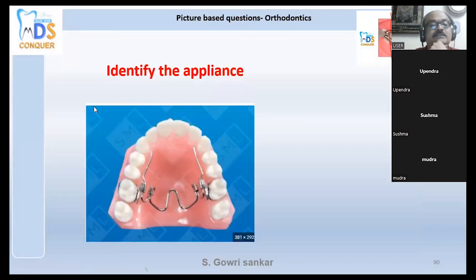What is this appliance? This also once you got, yes, Nite eye. What is the full name of it? Yes, Nite eye palatal expander. It is called the Nite eye palatal expander. Good.